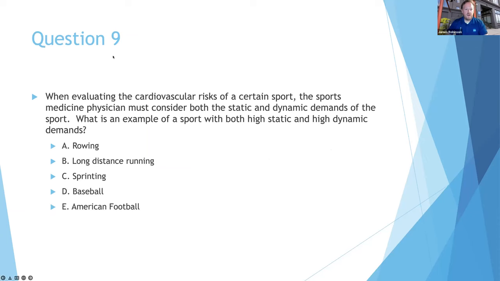Okay, so question number 9. When evaluating the cardiovascular risk of certain sports, the sports medicine physician must consider both static and dynamic demands of the sport. What is an example of a sport with both high static and high dynamic demands? A, rowing. B, long distance running. C, sprinting. D, baseball. E, American football.